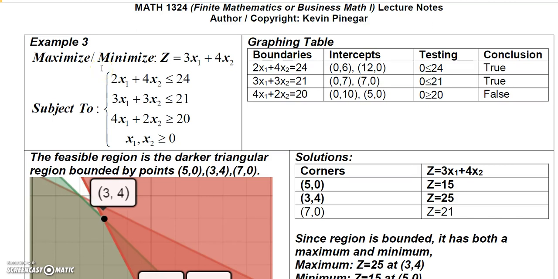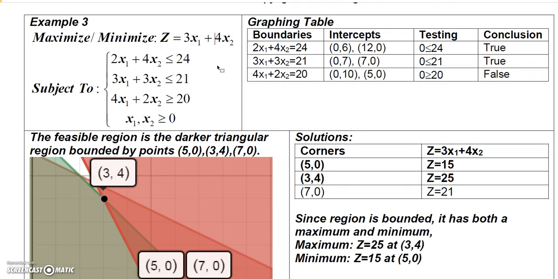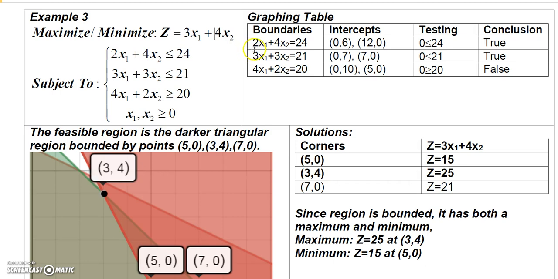Okay, now we're going to attack one that's a little bit larger, and we're going to both maximize and minimize this one because it's actually going to be a bounded region. Now I've actually already done this in a previous example, but we'll go through it again here.